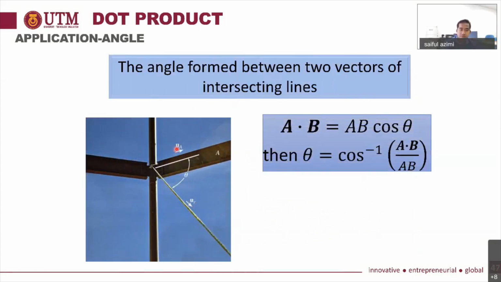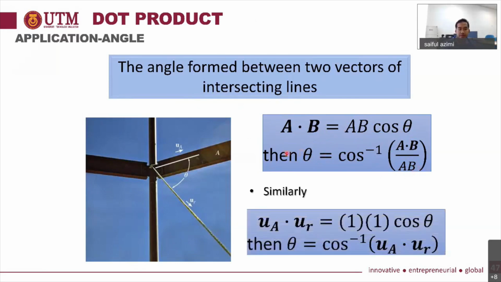As I mentioned before, in order for us to find the angle between the two lines, we can use the dot product. This is the general equation of the dot product: A dot B equals AB cos theta. The vector A dot the vector B equals the magnitude of A multiplied by the magnitude of B cos theta. Then, to find theta, we rearrange the equation and it becomes theta equals cos inverse of the vector A dot the vector B over the magnitude of A multiplied by the magnitude of B. So you can find theta.